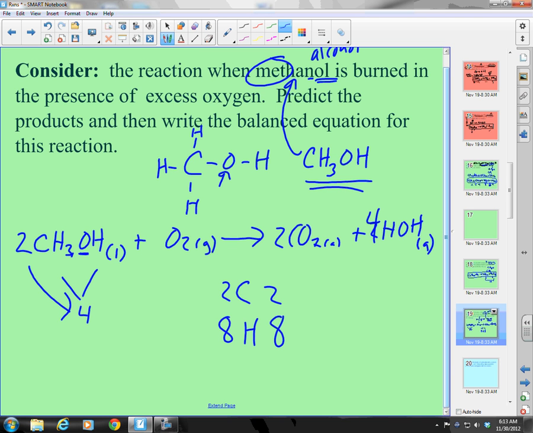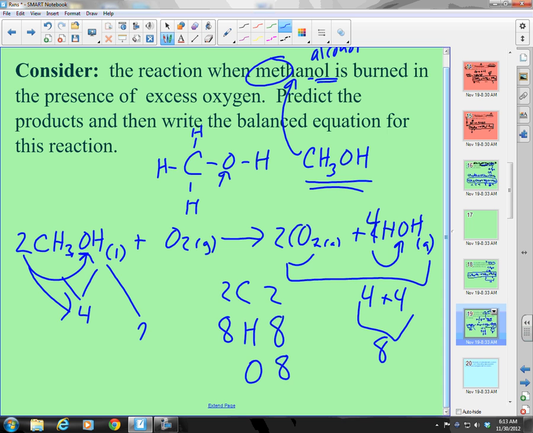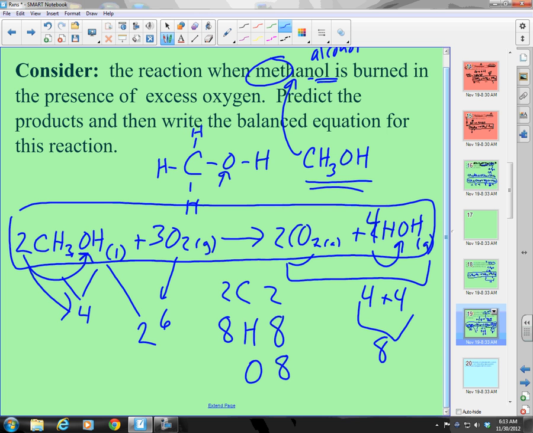Okay, good. Now, how many oxygens do I have? Well, I have 4 times 1, so that's 4. And 2 times 2, and that's 4. So that means I have 8 oxygens over here. So that's 8. And what do I have over here? Well, I have 2 times 1, so that's 2. So 2 minus my 8, so that means I need to get 6 out of this guy. How do I get 6 out of 3? Got it? Okay, 3, 6. Yay! 2, 3, 2, 4 is my balanced equation.